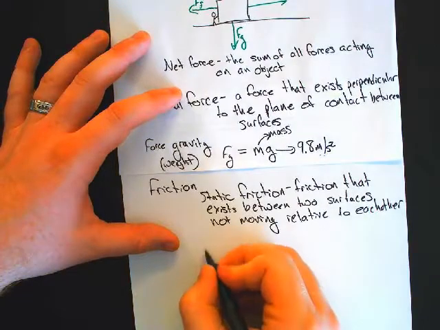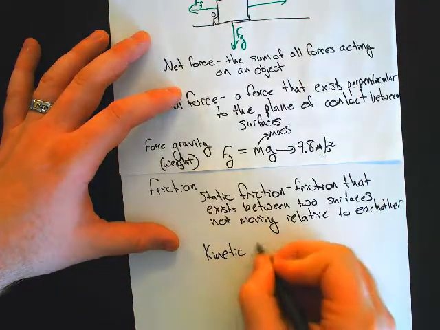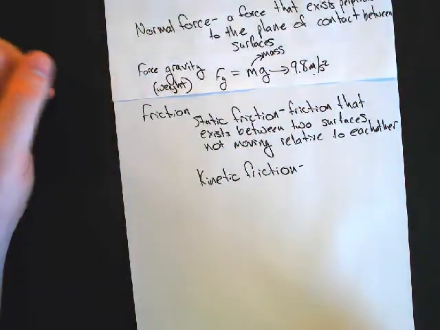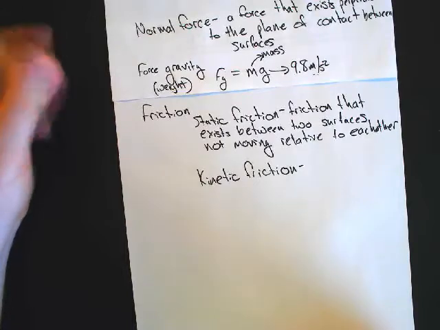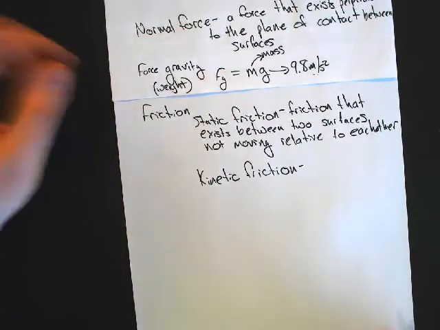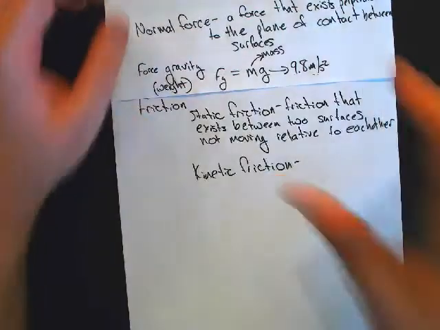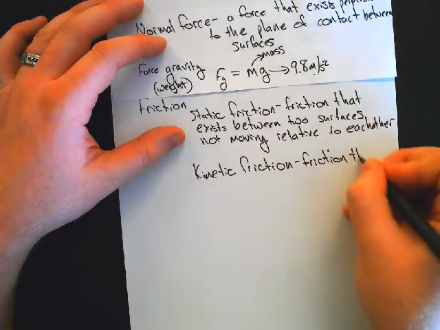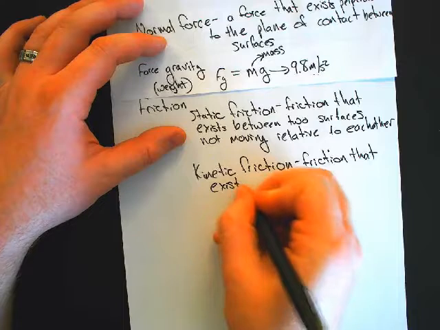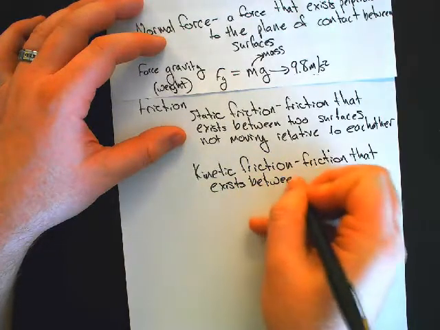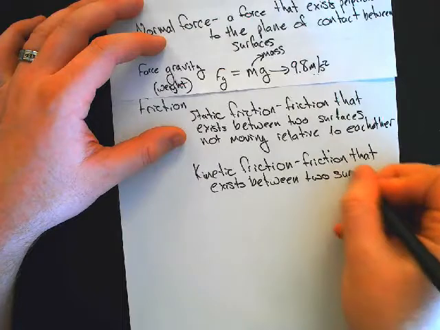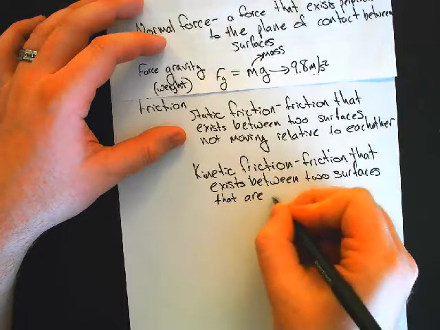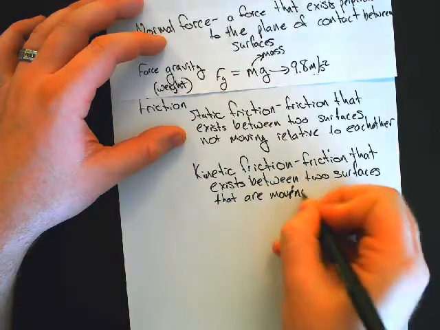And then we have kinetic friction, which is going to be friction that does what? Yep. Friction that exists between two surfaces that are moving relative to each other.